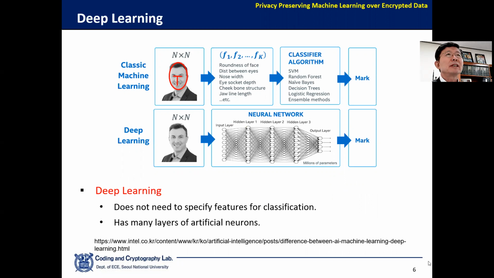In classical machine learning, we need a feature extraction stage and then a classification algorithm. But those two blocks are merged into one block, such as a neural network in deep learning. So deep learning does not need to specify the features for classification and has many layers of artificial neurons.